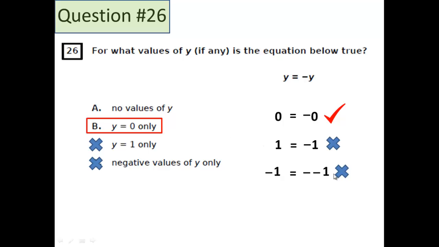It's letter B. Okay, so those were some of the more difficult questions.